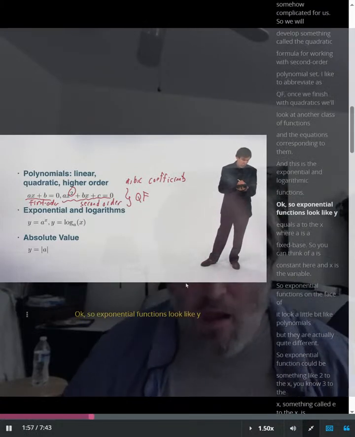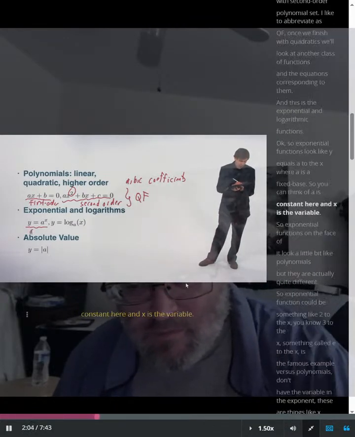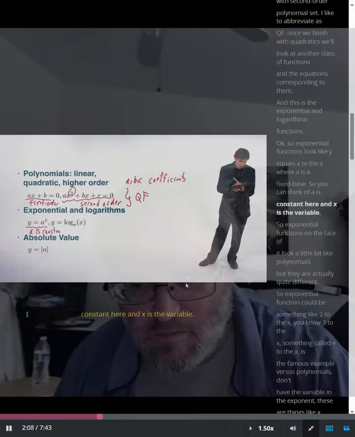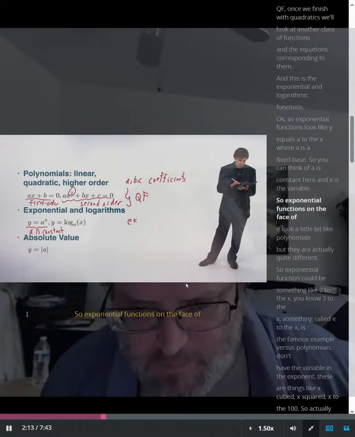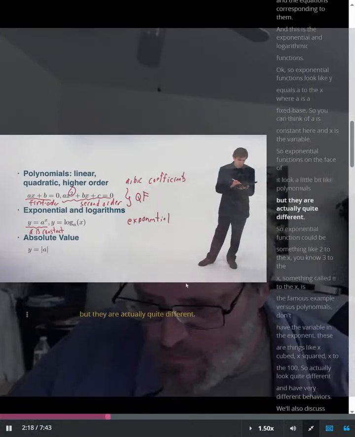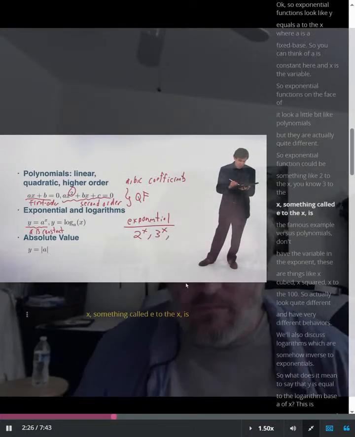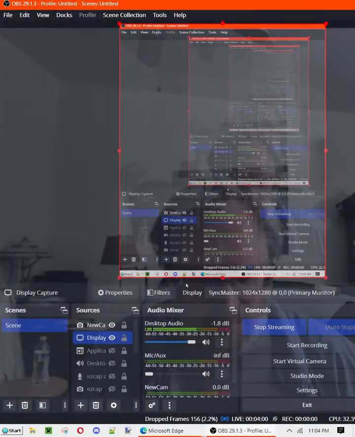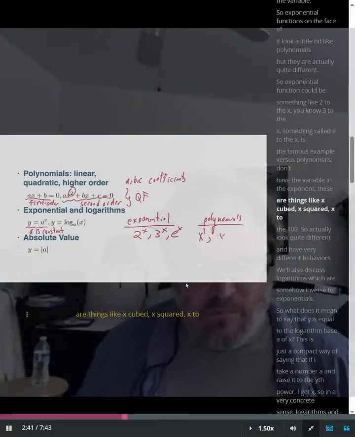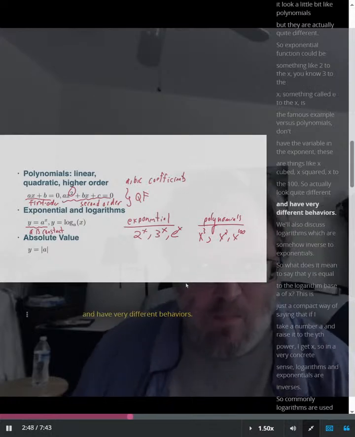Okay, so exponential functions look like y equals a to the x, where a is a fixed base. So you can think of a as constant here, and x is the variable. So exponential functions, on the face of it, look a little bit like polynomials, but they are actually quite different. So an exponential function could be something like 2 to the x, 3 to the x, something called e to the x is another famous example, versus polynomials don't have the variable in the exponent. These are things like x cubed, x squared, x to the 100. So they actually look quite different and have very different behaviors.